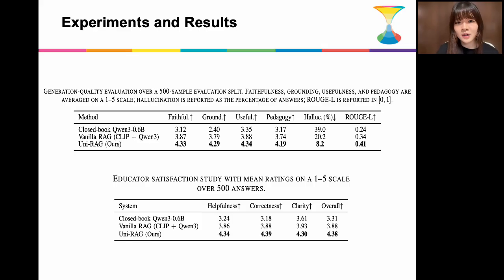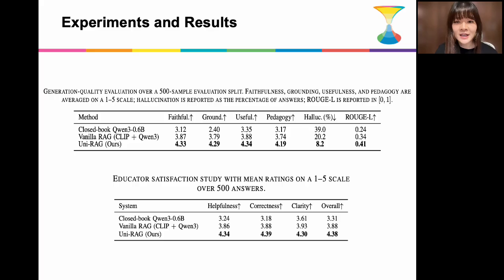And second, we evaluate whether better retrieval also improves generation quality. The first table reports the generation quality evaluation over a 500 sample evaluation set. Compared with closed-book Qwen 3 and vanilla CLIP-based RAG, Uni-RAG achieves higher scores in faithfulness, grounding, usefulness, and pedagogical quality.